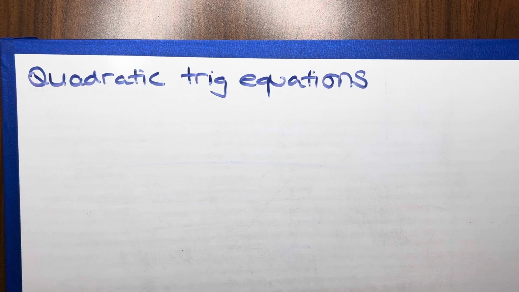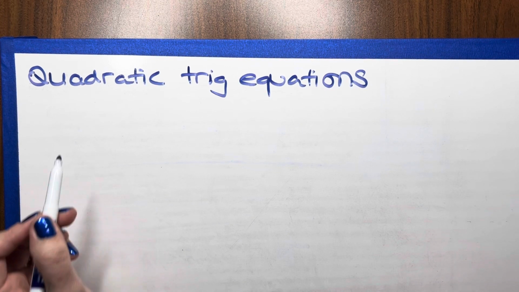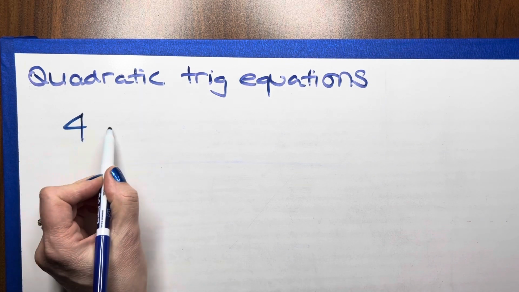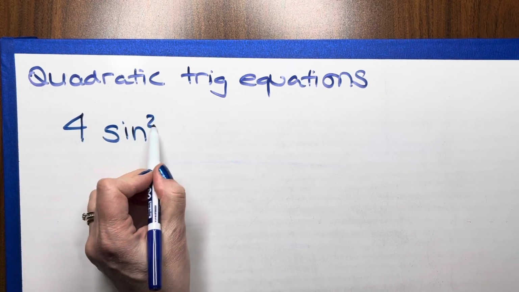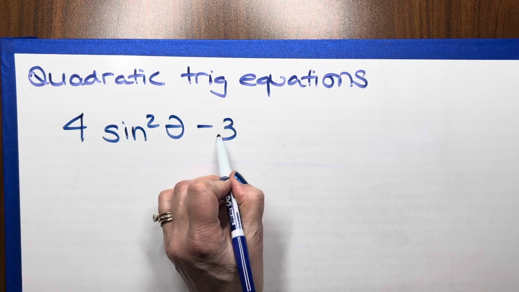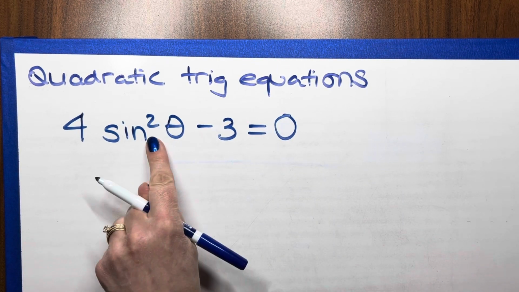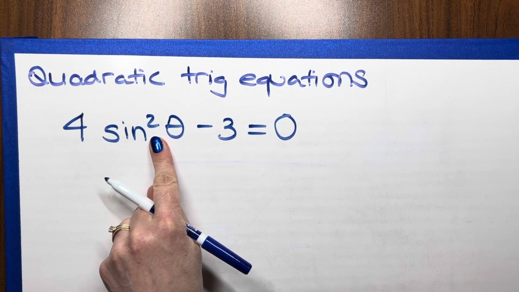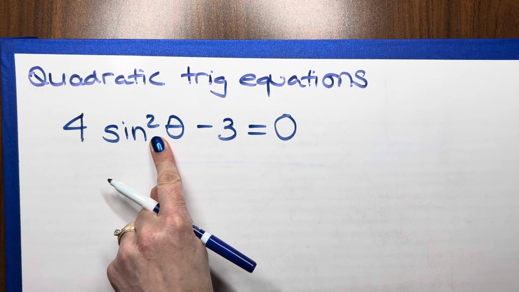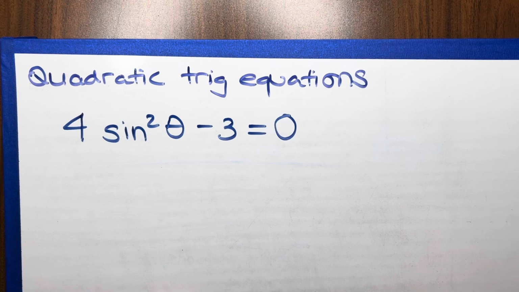Today's topic is solving quadratic trig equations, and the one we're going to work on first is 4 sine squared theta minus 3 equals 0. So this is a quadratic because my highest degree is a squared, just like we would have in any other kind of quadratic. And for this one, we are going to solve using inverse operations. So you'll see what I mean.